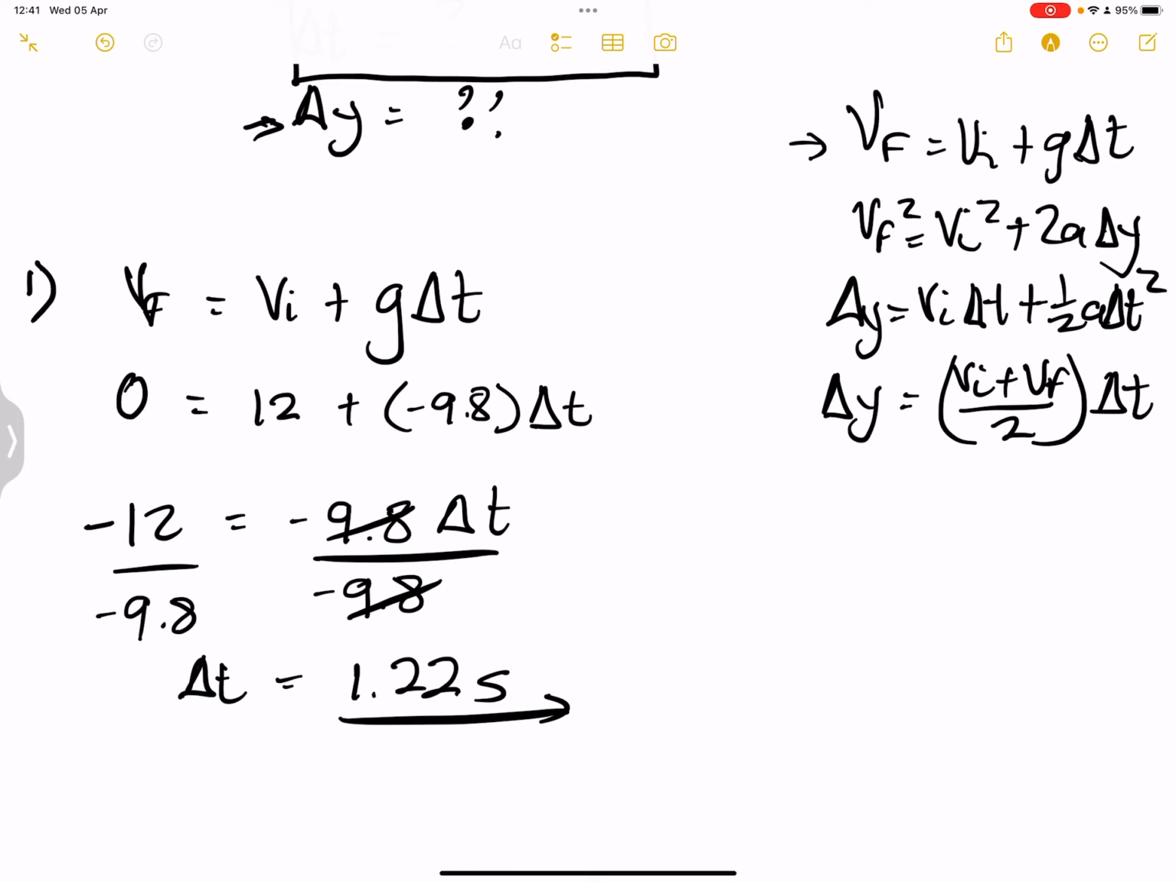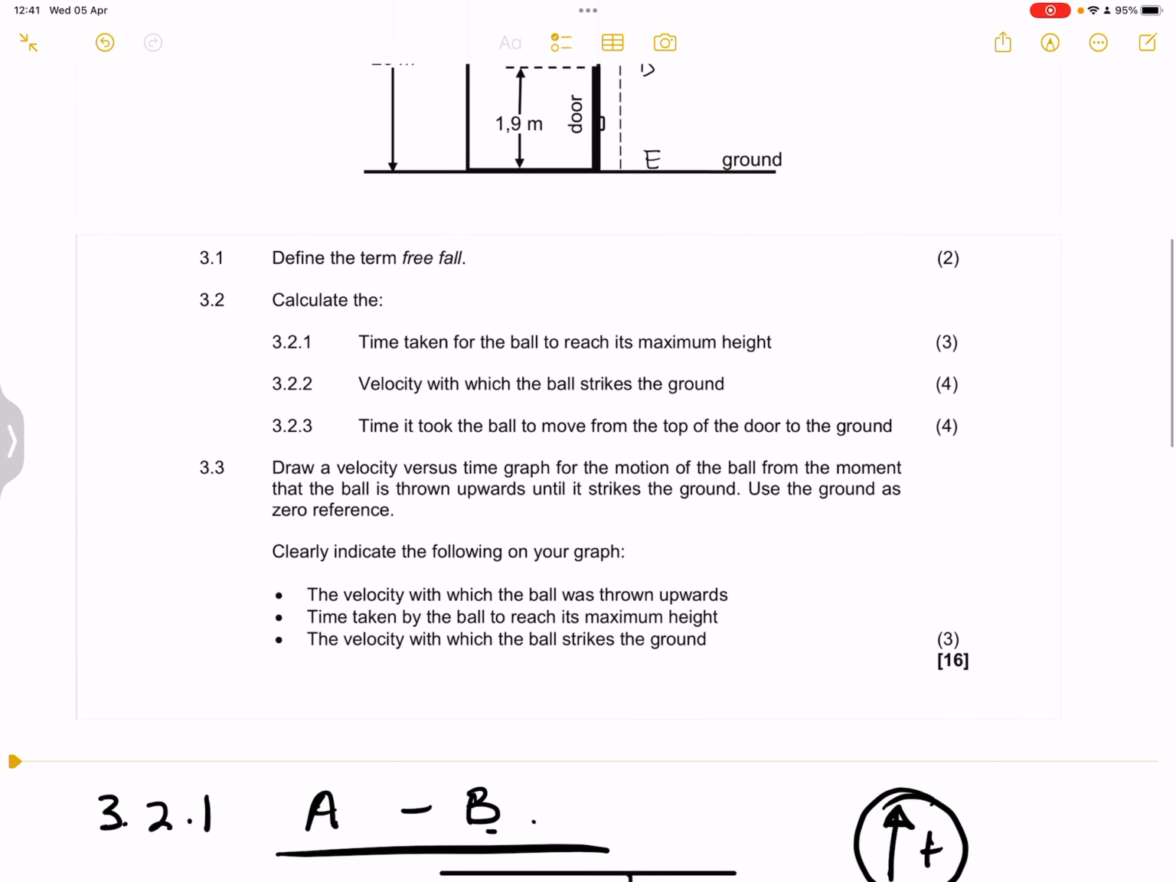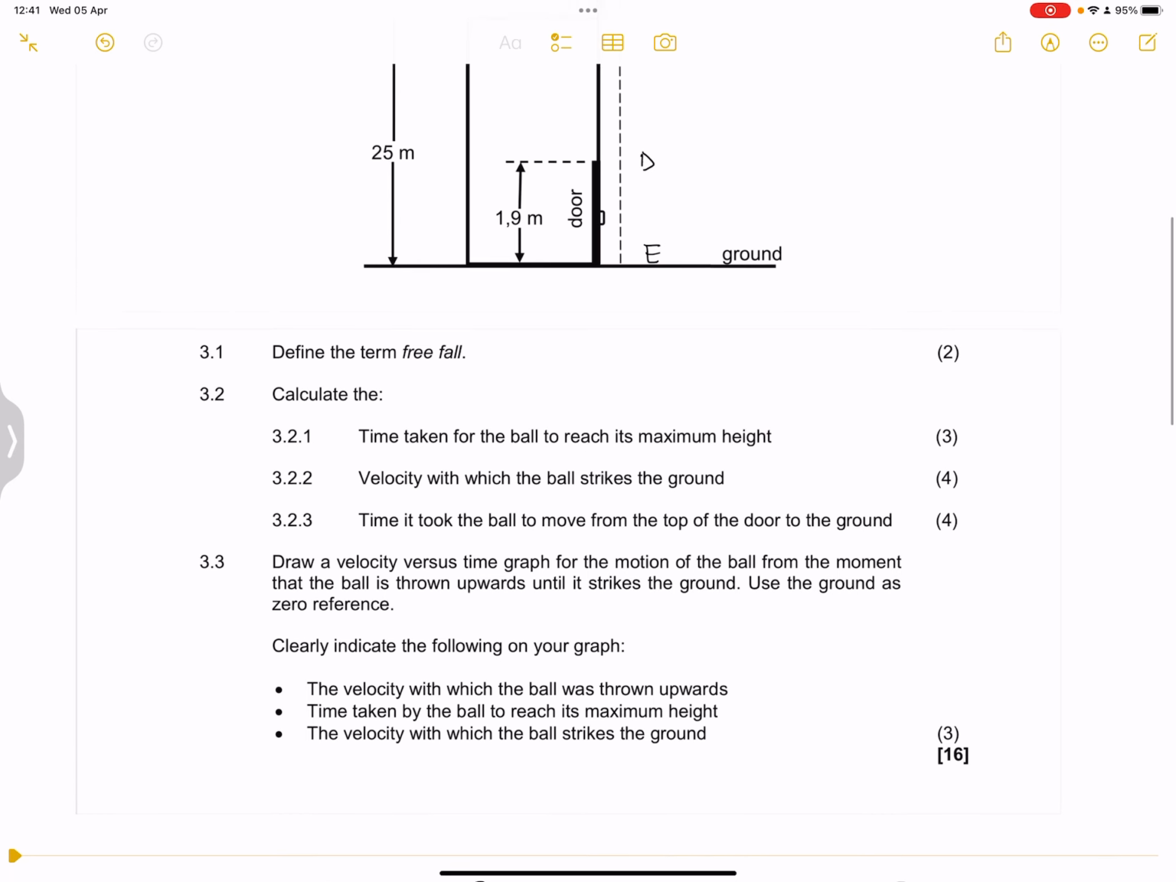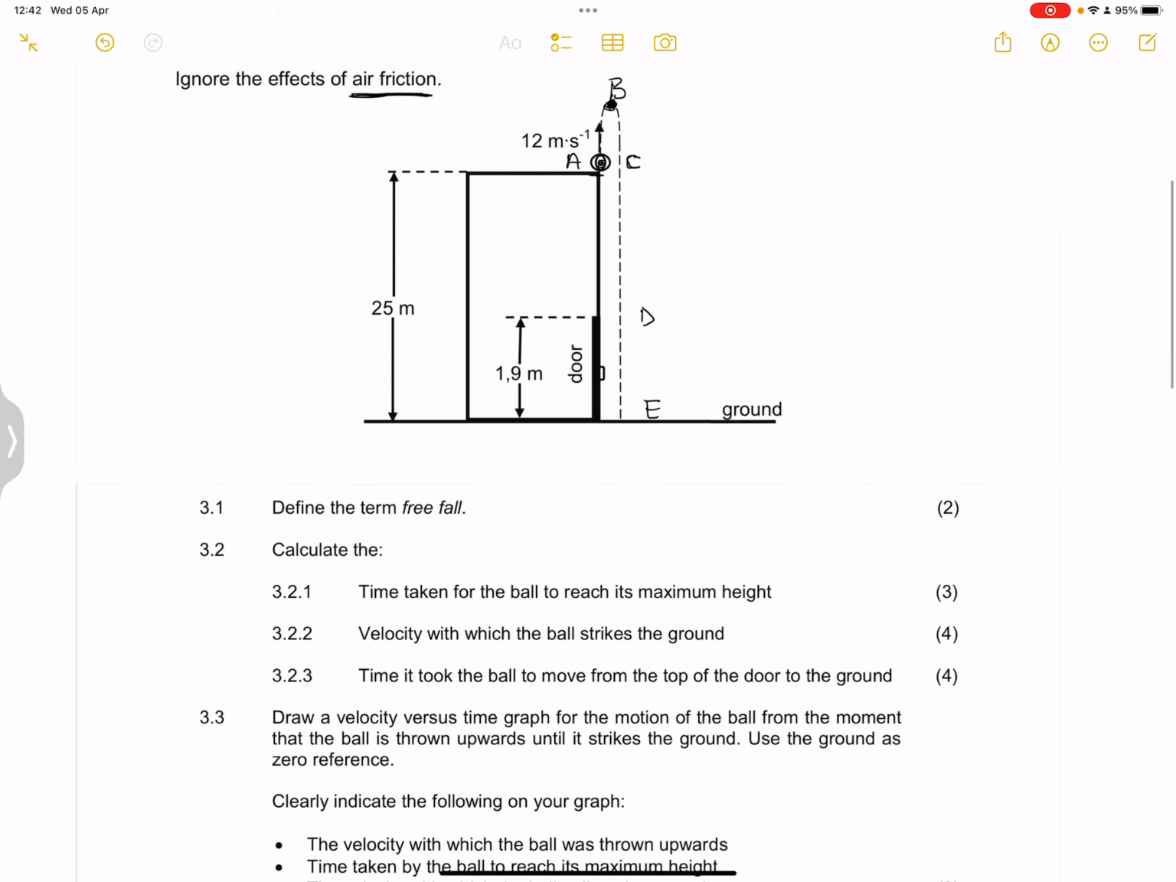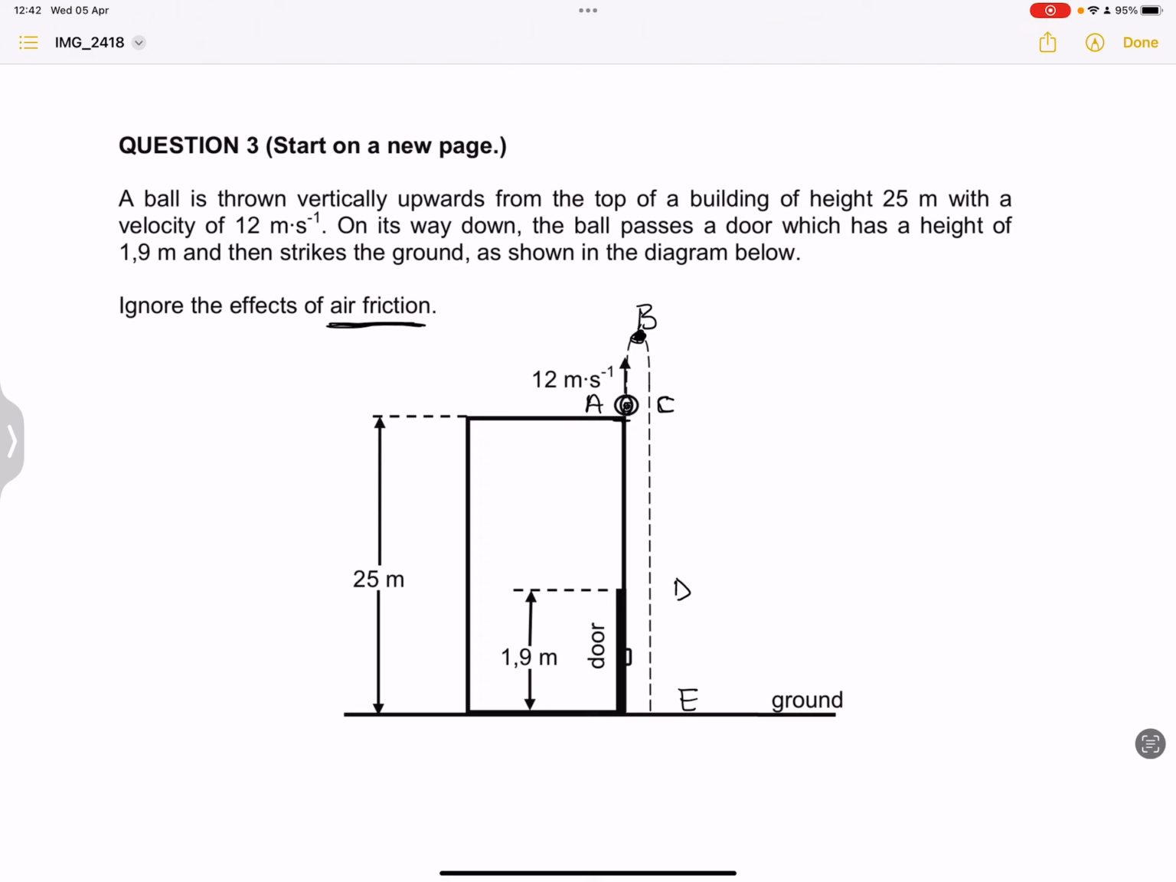I hope that is understandable for everyone. Let's go on to the next one. They say calculate the velocity with which the ball strikes the ground. We're looking now at the velocity at position E. Ladies and gents, I want to caution you.